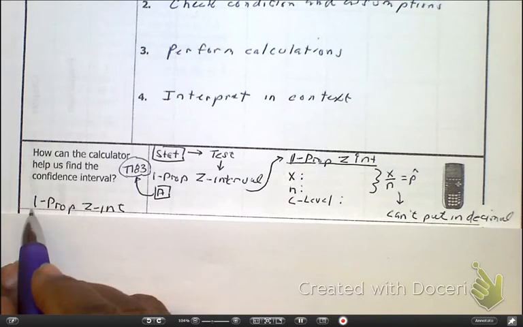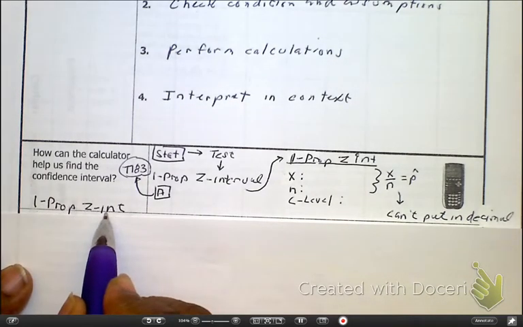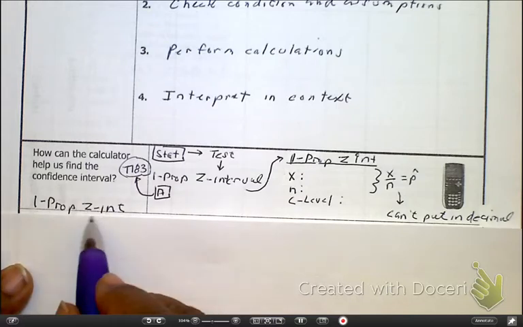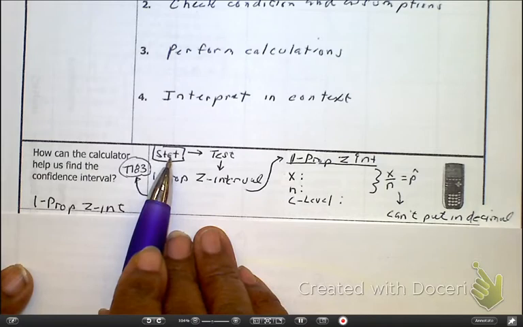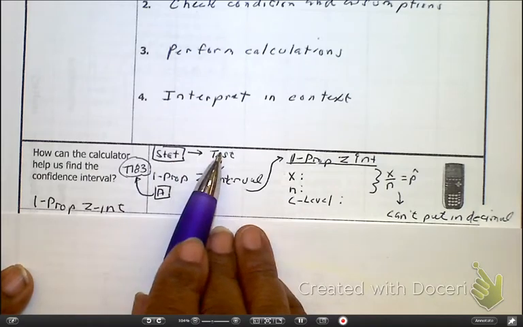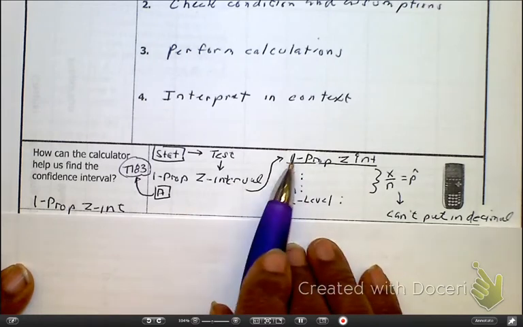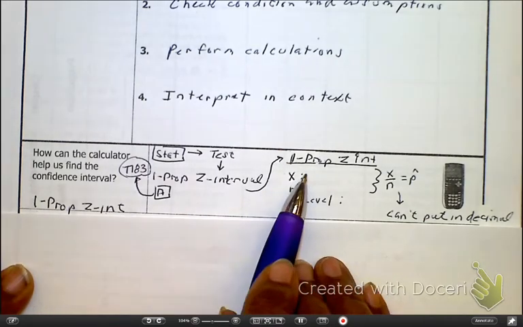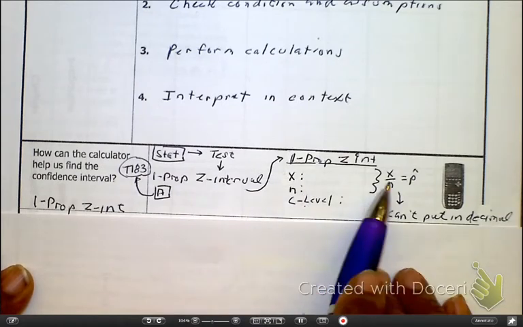So we are looking for a 1 proportion Z interval. So you go to your stat button, go over to test, go down to 1 proportion Z interval. Then once you do that, you'll see this on your screen. You'll see your X, your N, and your confidence level. Your X over N is literally your p hat.